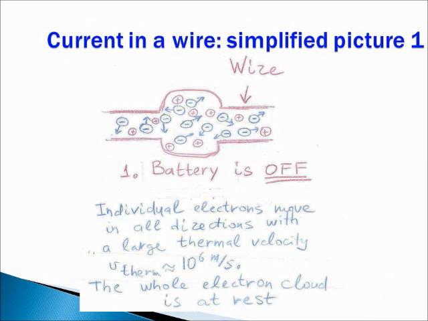Here is what happens inside a typical wire. Suppose first we have no electric field inside the wire, so our battery is off. In this case, individual electrons move randomly in all directions inside the wire because of heat motion. They have a very large thermal velocity of about 1 million meters per second. However, the whole electron cloud is at rest because the motion of each individual electron is uncorrelated with the rest of the cloud.